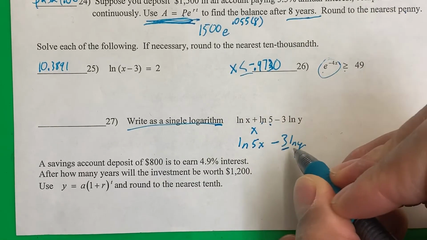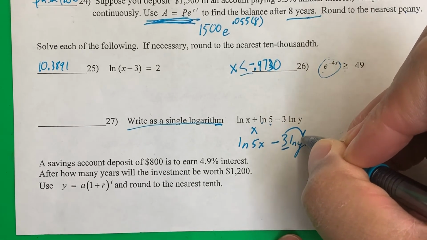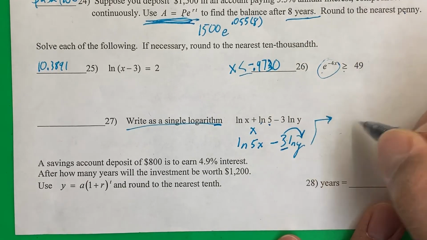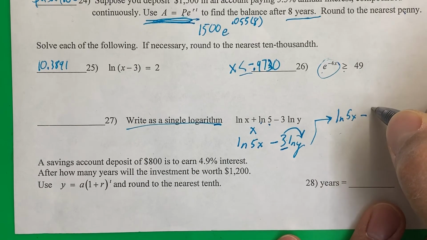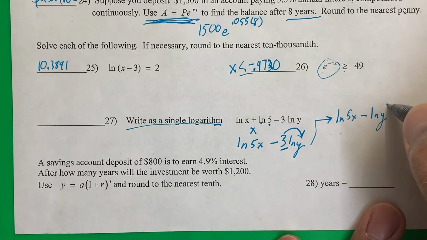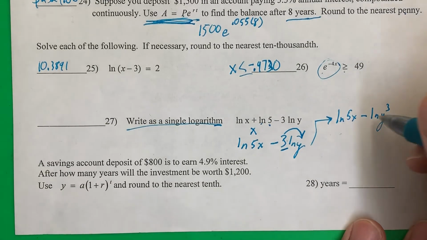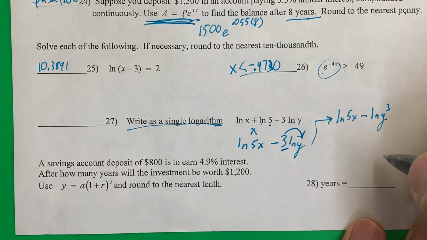Now, this 3 times the natural log of y, that I know can become an exponent. So if I move this over here, I get natural log of 5x, that stays, minus natural log of y to the third power. And what's nice about this one is I don't have to worry about changing the numbers or anything. It's just y cubed. I can't do anything with that. 5x, can't do anything with that.